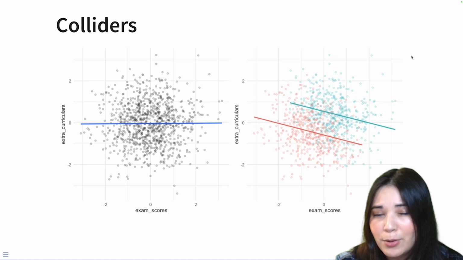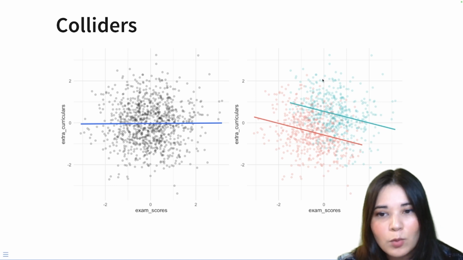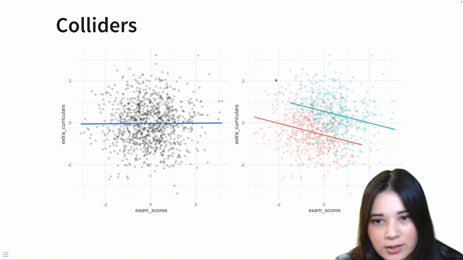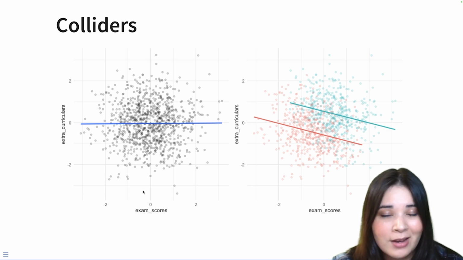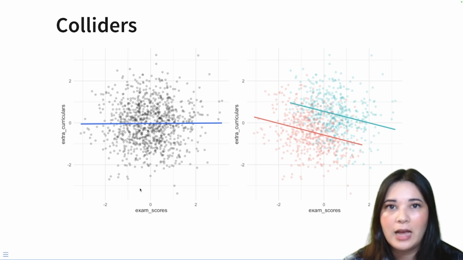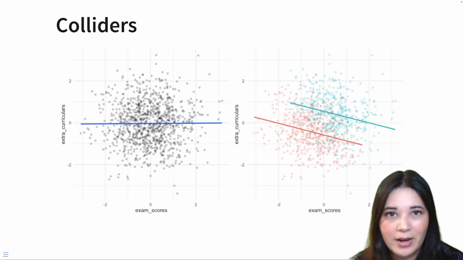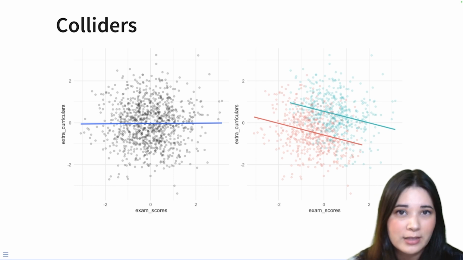You're either great in both, or maybe you're great in one of them. So if we only look at the blue points on the top right, the people who got into college, it looks like extracurriculars and exam scores are negatively correlated. But if we look at the entire population, we know that that's not true. And this is the problem with collider bias. We're often controlling for variables, even if we don't realize it.